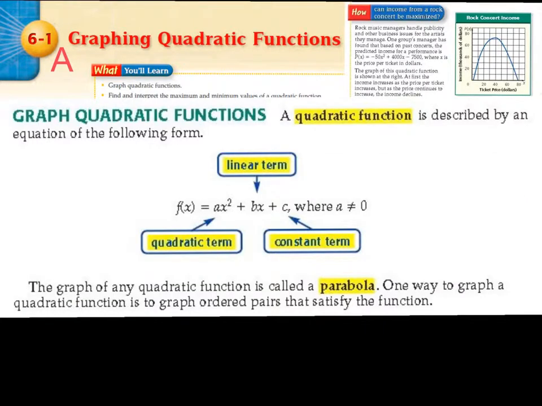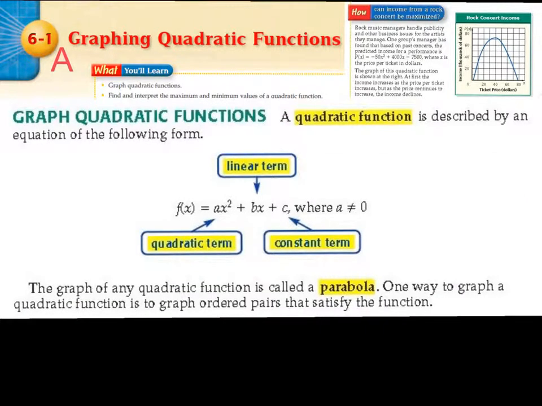A quadratic function is described by the equation in the following form: f of x equals ax squared plus bx plus c, where the quadratic term has the x squared, so it has an a as the coefficient. The linear term is just plain x, the coefficient is b, and the constant term has no variable. The graph of any quadratic function is called a parabola.